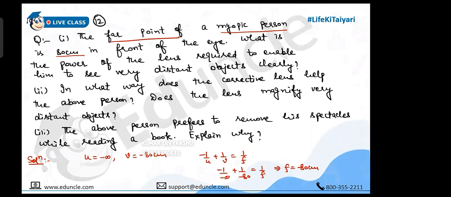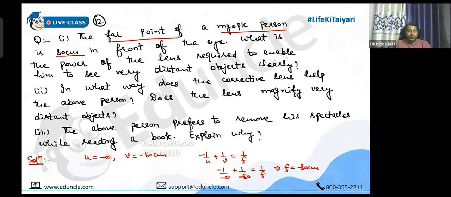Yes, sir. We are finding the focal length of the corrective lens, no? And it is given that the far point is 80 centimeter. Means the person can see the objects from 80 centimeter and not beyond that. So what the corrective lens will do, it will form the image of the object lying at infinity at 80 centimeter in front of the eye. So U is minus infinity and V is minus 80, for the corrective lens. And that way we are able to find the focal length and hence the power.